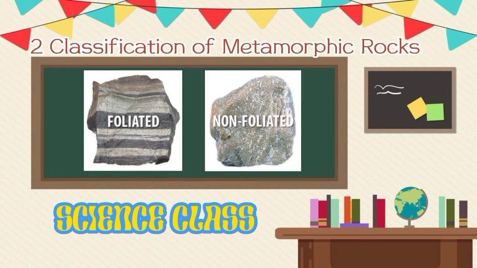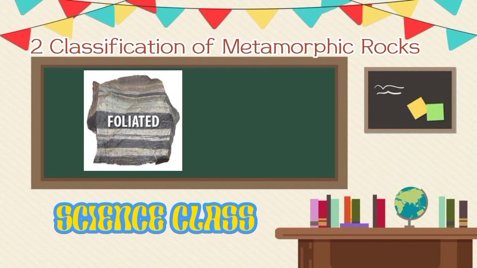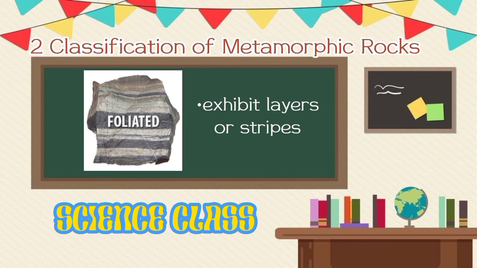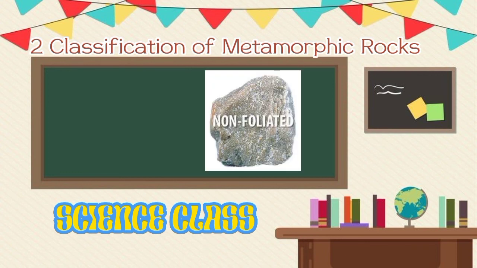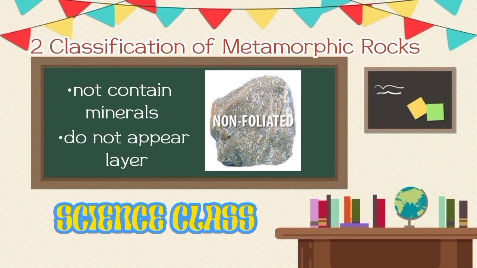This is broken down into two categories, the crystalline and organic. And lastly, we have two classifications of metamorphic rocks. First is foliated metamorphic rocks. It exhibits layers or stripes caused by the elongation and alignment of minerals in the rock as it undergoes metamorphism. The second one is non-foliated metamorphic rocks. It does not contain minerals that align during metamorphism and does not appear layered.